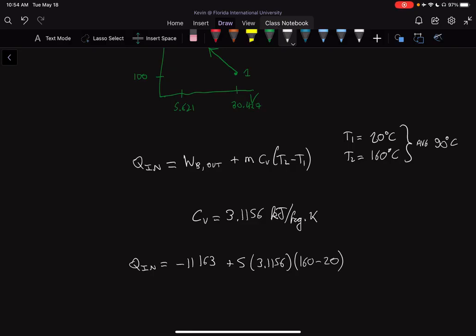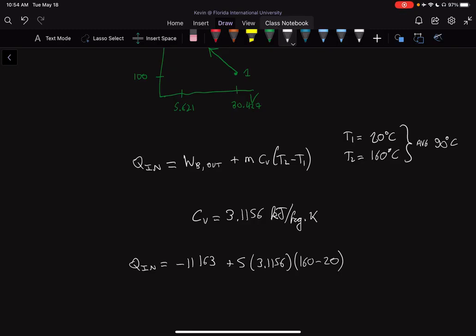Here I'm using degrees Celsius because I can get away with it because it's a change in temperature. If you want to err on the cautious side, you could do 160 plus 273 minus 20 plus 273. But they do cancel out. So whenever you have a difference in temperature, you can use Celsius if you want to.